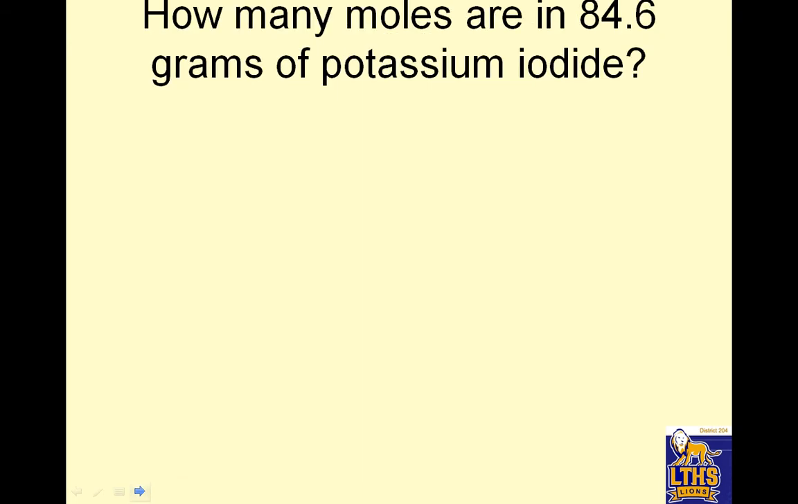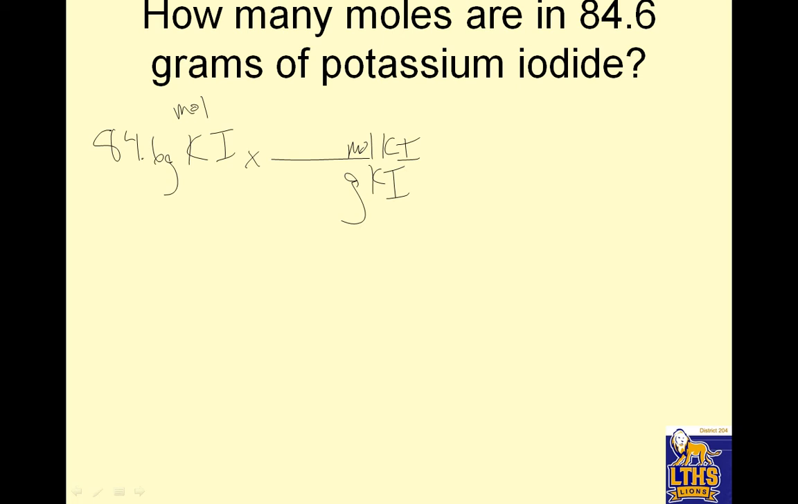How many moles are in 84.6 grams of potassium iodide? So 84.6 grams of potassium iodide, K is plus 1, iodine is minus 1. Oh, look, it cancels. Yee-haw! And I'm going to always go through moles. Wait a minute, what am I looking for? How many moles? So I'm looking for moles.